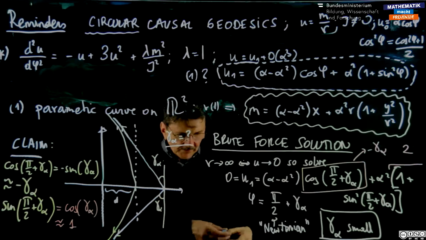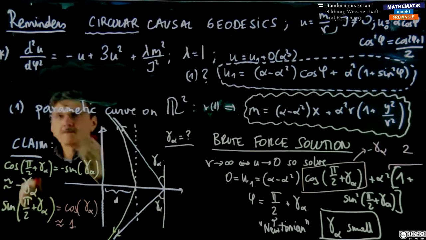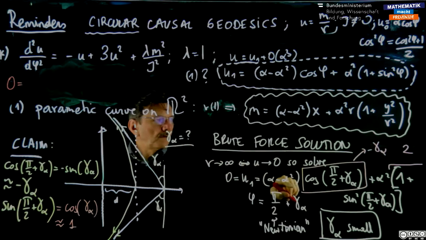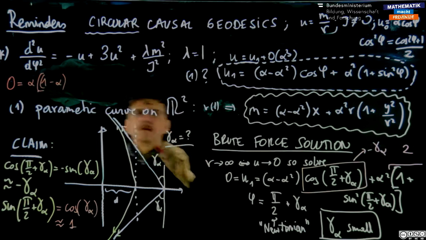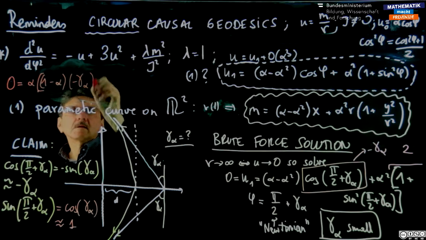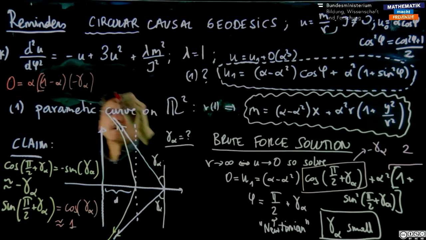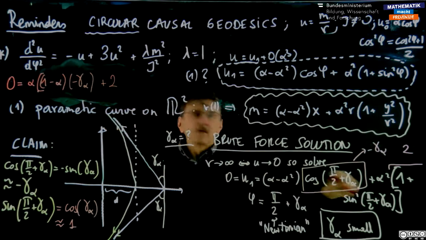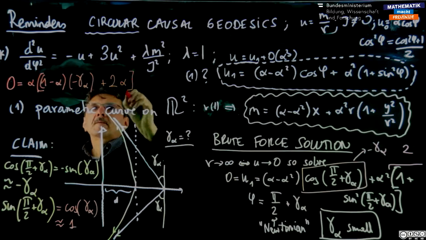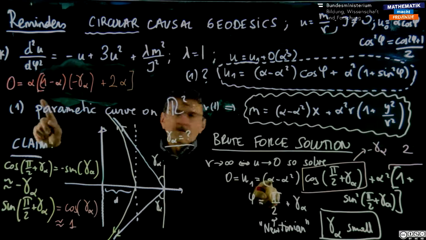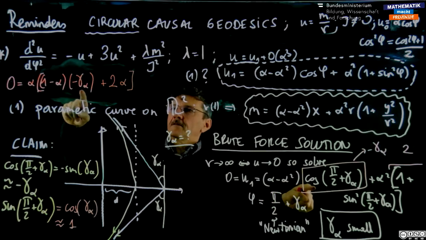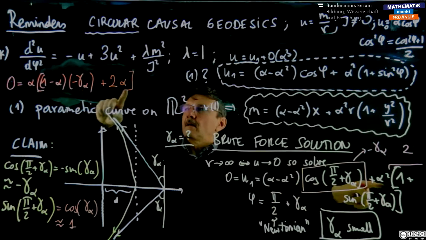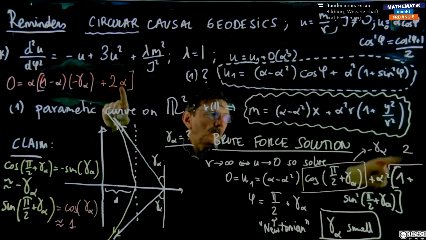So the equation we have obtained is therefore that 0 is equal to alpha minus alpha square. So I'm going to write 1 minus alpha times minus gamma alpha plus 2 alpha. So the alpha is here, the alpha square is here. This is minus gamma alpha. Alpha times alpha is alpha square, and I get a 2.